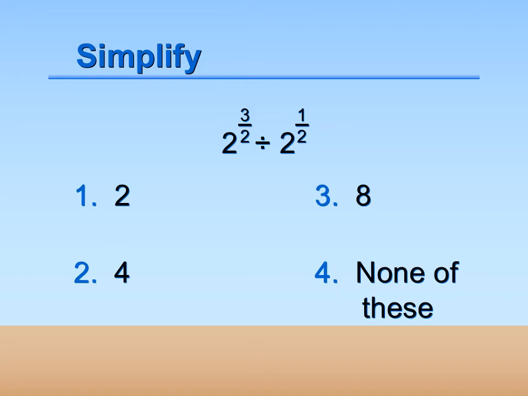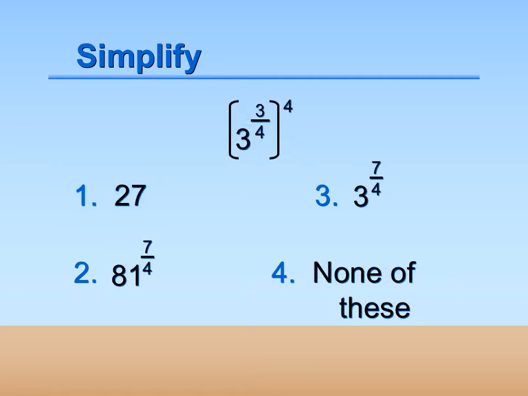Okay, now I've got 2 to the 3 halves divided by 2 to the 1 half. So remember, this is the quotient rule, so we subtract. 3 halves minus 1 half is going to be 2 halves, which is just the same as 1. So we have 2 to the first power, which is just 2. All right, so this one, 3 to the 3/4 to the 4th power. So remember, this is the power of a power, so we multiply the exponents, right? 3/4 times 4 just becomes 3, and 3 to the 3rd power is 27, which is answer number 1.